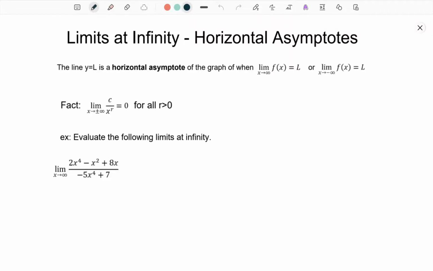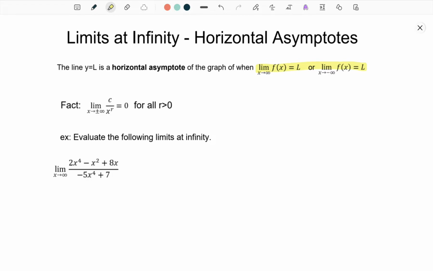Now we're going to look at limits at infinity. So instead of evaluating a limit where the result is infinity, we're going to say what happens as I approach positive or negative infinity for my x value. And what that results in is a horizontal asymptote if one of these two things is true. If, as I approach infinity from either the left or right side, my limit approaches a specific value, that means I have a horizontal asymptote.